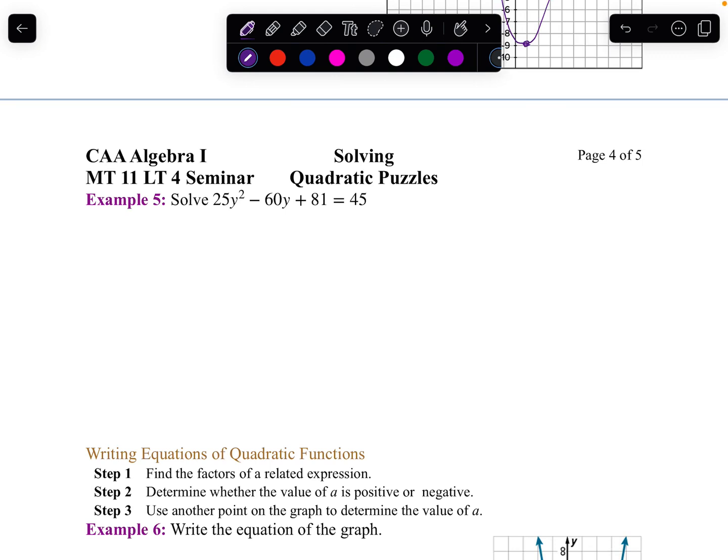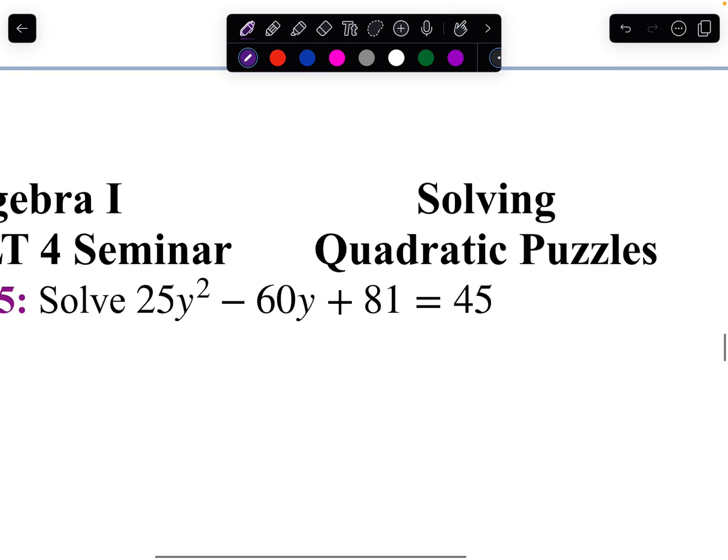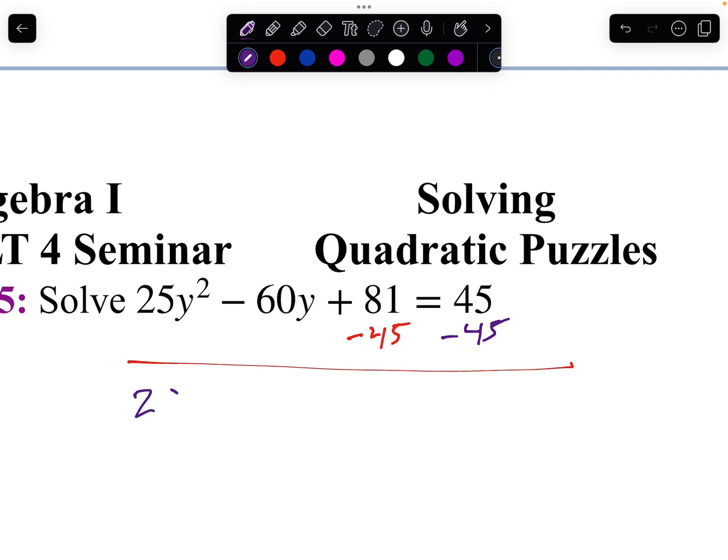On example 5, we have this quadratic, but notice I've got a y squared and a y, so I need to factor it. But in order to factor it, it's got to equal 0. That's the key. You can't use the zero product property unless it equals 0. So I'm going to subtract 45 from both sides. My new equation is 25y squared minus 60y, and then 81 minus 45 is 36.